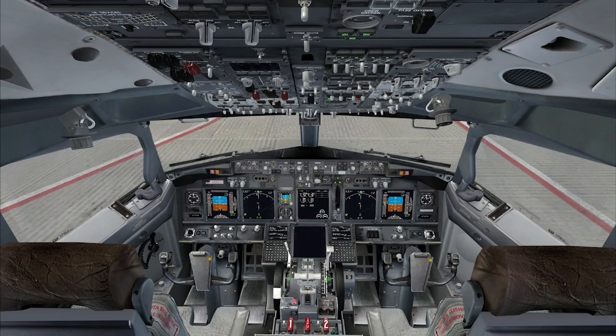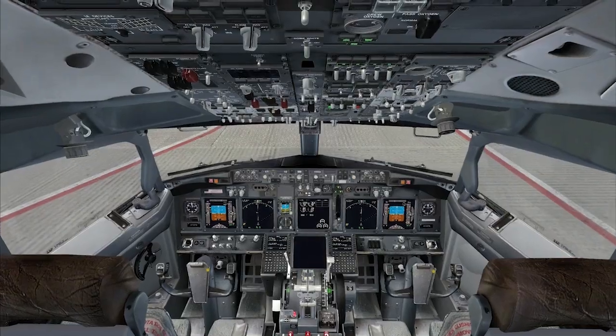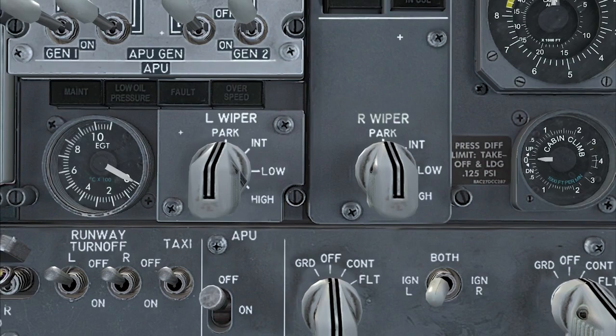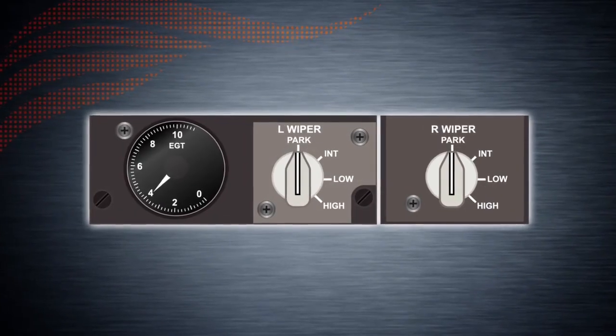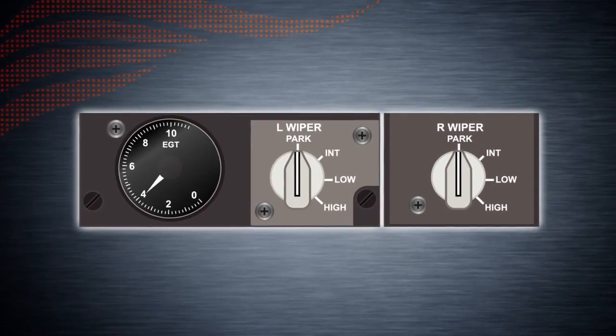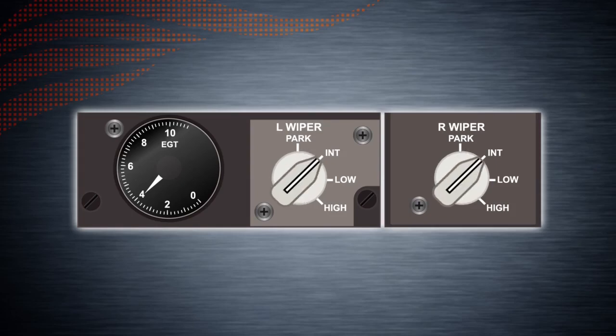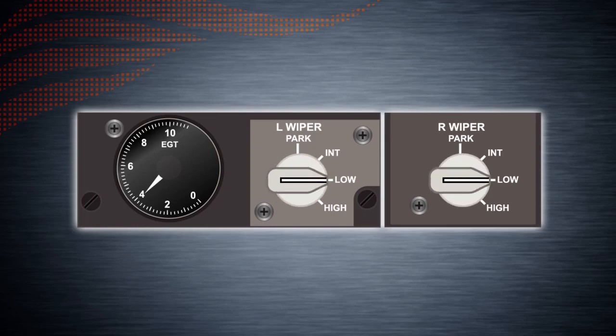Rain removal systems for the number 1 windows consist of windshield wipers and a hydrophobic coating. Controls for the windshield wipers are on the forward overhead panel, and there is one selector for each wiper. The park position switches off the wiper motors and stows the blades to the park position, minimizing drag. The intermittent position gives 7-second intermittent operation. The low position gives approximately 160 sweeps per minute, and the high position gives approximately 250 sweeps per minute.